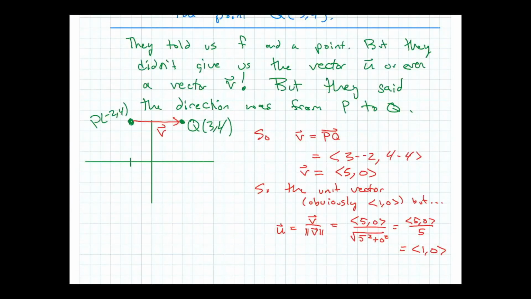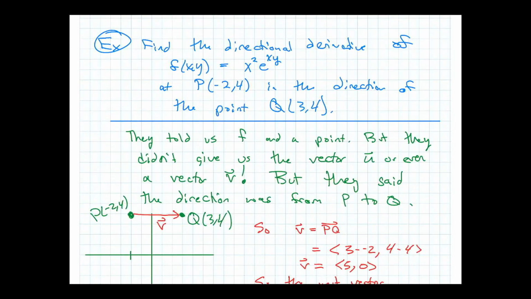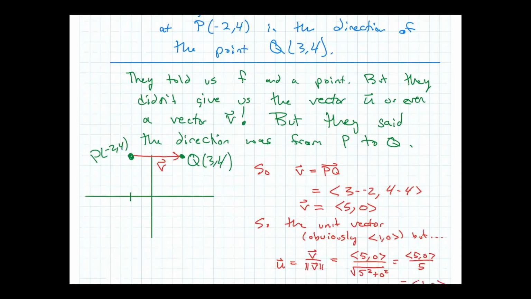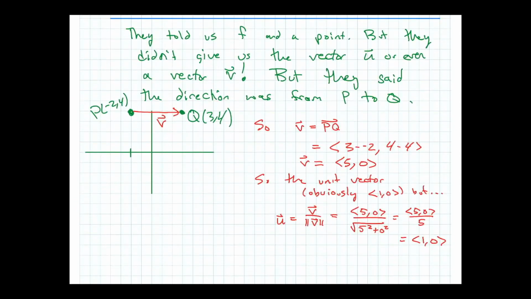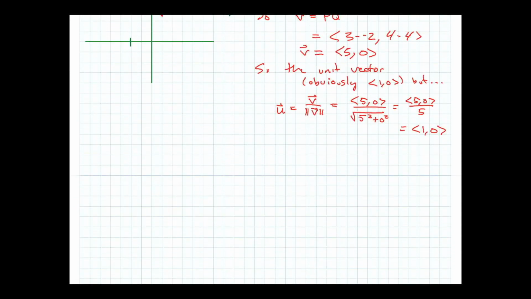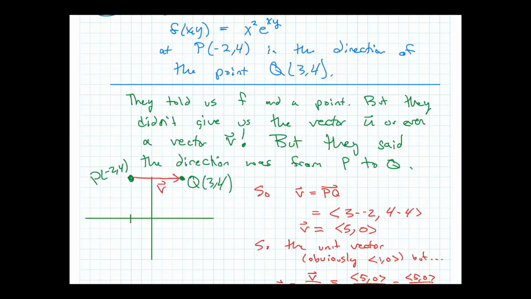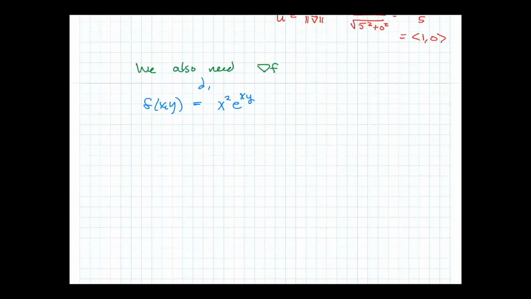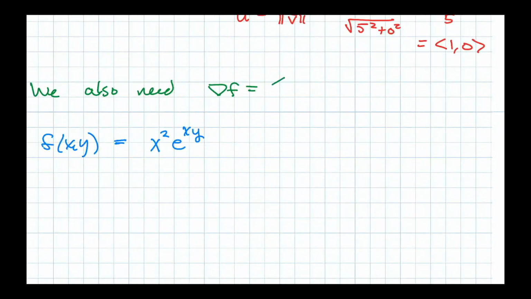That'll be nice. The other thing we need is, of course, the gradient of this function here. So let's do that. We also need gradient f. Just copying this and moving it down. So we need that gradient f. That's not going to be too hard. We're just doing partial derivatives.